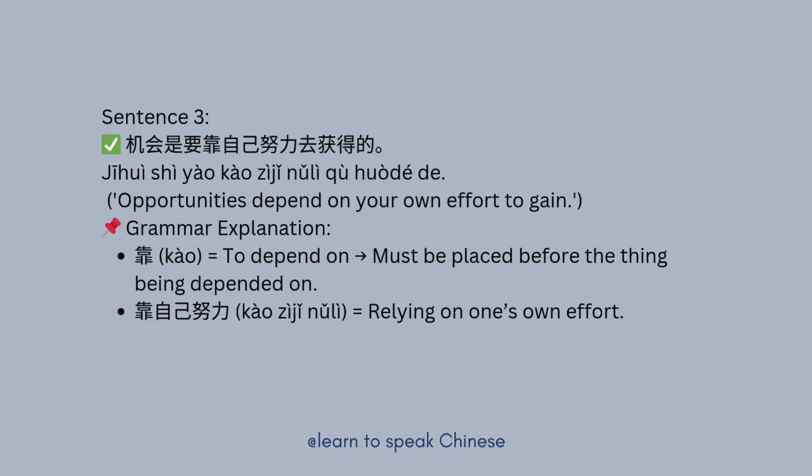We need to insert the word 靠. The correct sentence is 机会是要靠自己努力去获得的. This translates to opportunities depend on your own effort to gain. The word 靠 means to depend on or to rely on. In this sentence, it's saying that opportunities depend on your own effort. The word 靠 comes before 自己努力 because it's explaining what the opportunities rely on. So 靠自己努力 means depend on your own effort.